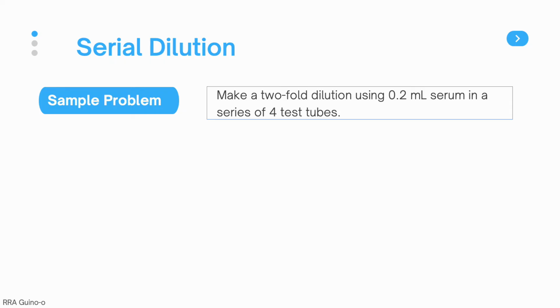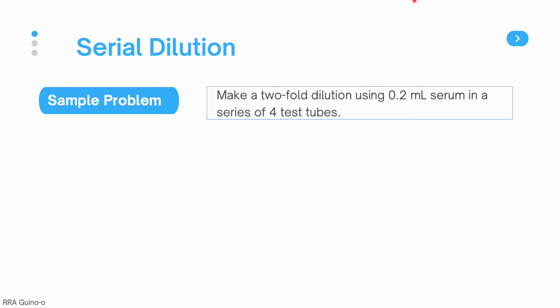Alright, now we have another sample problem. This time, you'll be the one to answer this. The problem is, make a 2-fold dilution using 0.2 ml serum in a series of 4 test tubes. You can pause the video here while you try to solve the problem, and when you're done, you can unpause the video.